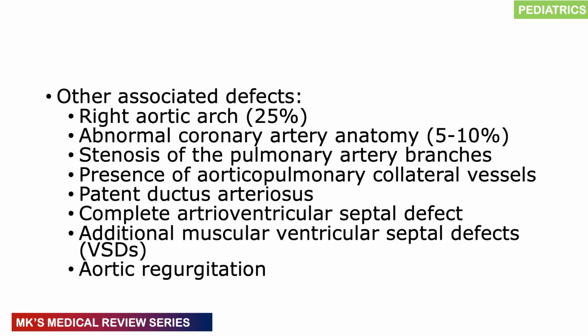So in terms of other associated defects, you may have a right aortic arch. In 25% of the patients, you may have abnormal coronary artery anatomy. In 5 to 10%, you may have stenosis of the pulmonary artery and its branches. You may have the presence of aortopulmonary collateral vessels. You may have a patent ductus arteriosus. You may have an atrial septal defect. You may have additional muscular ventricular septal defects, additional VSDs to the large VSD that you have. You may have aortic regurgitation as well.